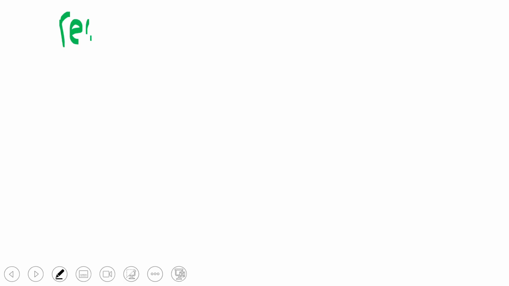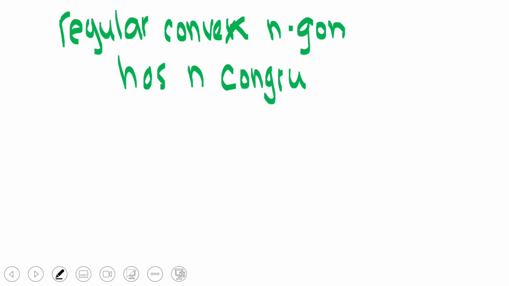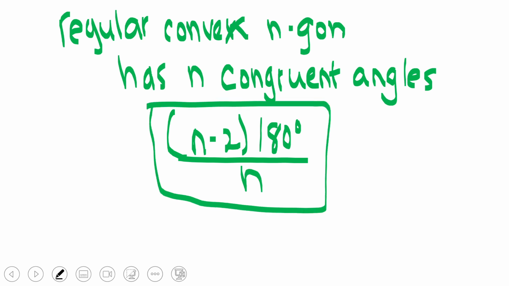A regular convex n-gon has congruent angles. So you're talking about some shape. And there's actually a formula for the measure. You have n minus 2 all times 180 degrees all over n for that formula. You might want to grab this for notes and or an index card.